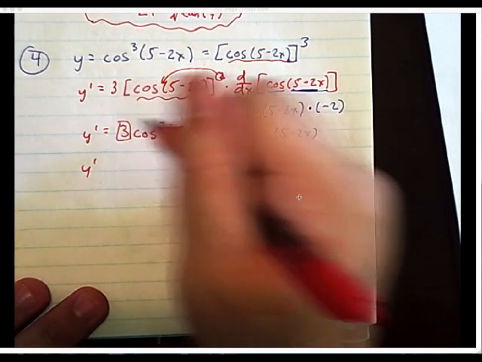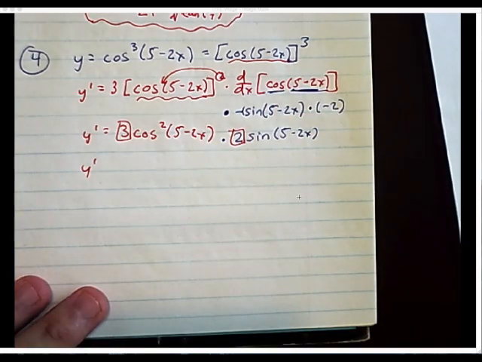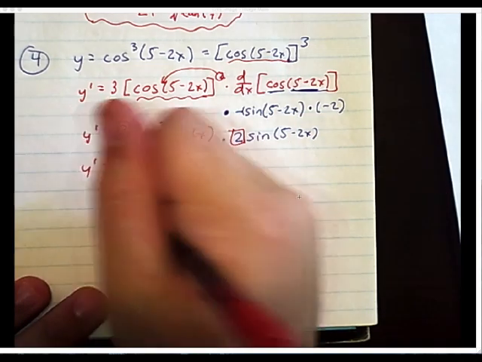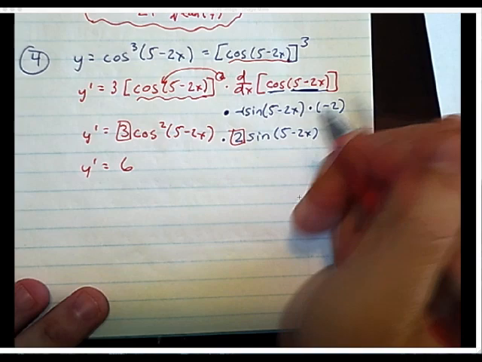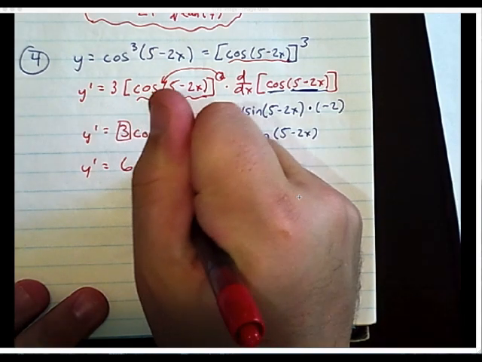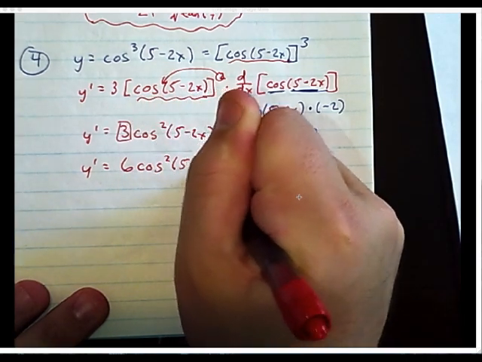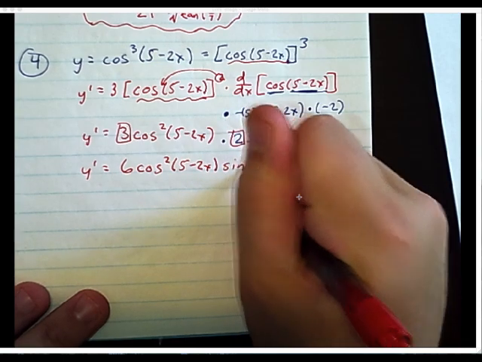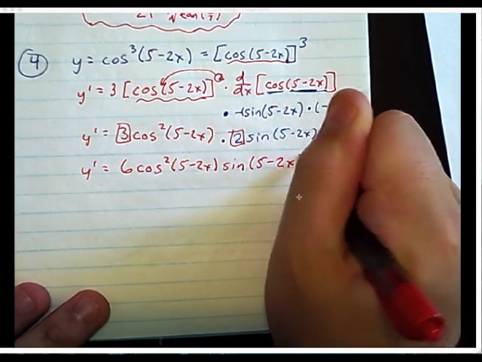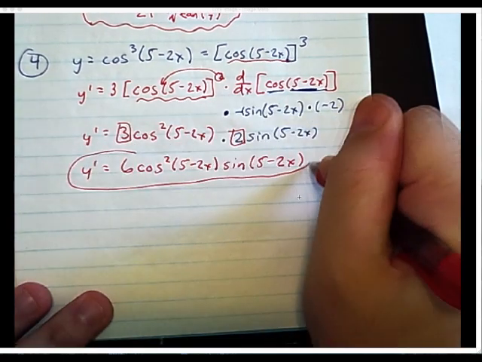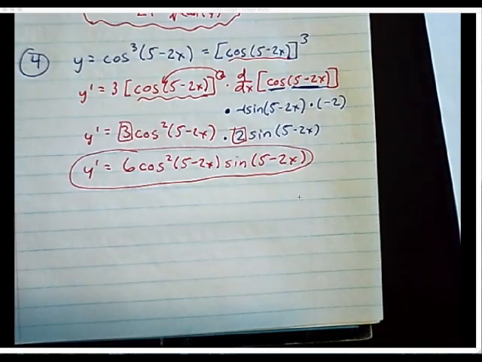So now if we multiply, we can bring the coefficients together. If we multiply those together first, so 3 times 2 is 6. So 6 cosine squared of 5 minus 2x times the sine of 5 minus 2x. And that right there is the derivative. Nice, easy to read form.